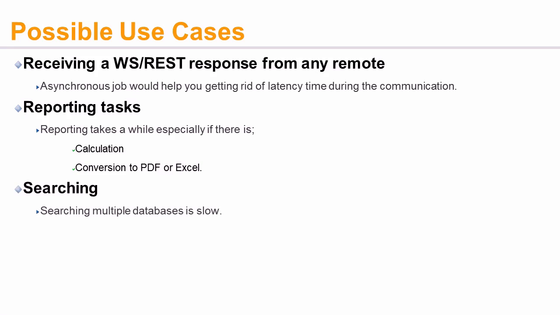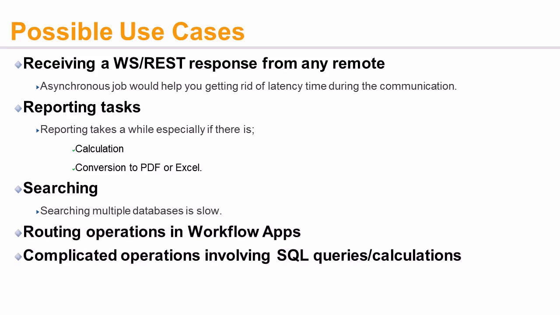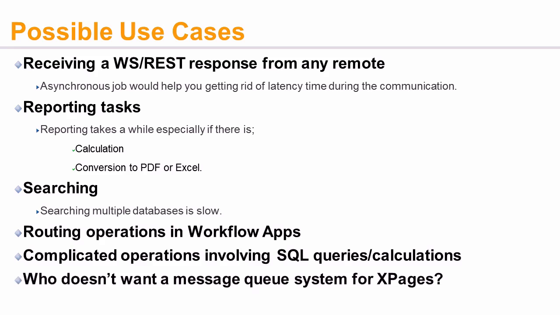There is a recent project on OpenNTF about big data. In that example, the XPages application does full text search on 20 or 25 databases at the same time with multi-threading. It's very useful for big data operations, because searching multiple databases is slow. Searching and discovery is another use case for this asynchronous approach. Other examples would be workflow applications, especially for routing operations, complicated operations involving relational database stuff, etc. And finally, if you have developed enterprise Java, who doesn't want a message queue system for XPages?